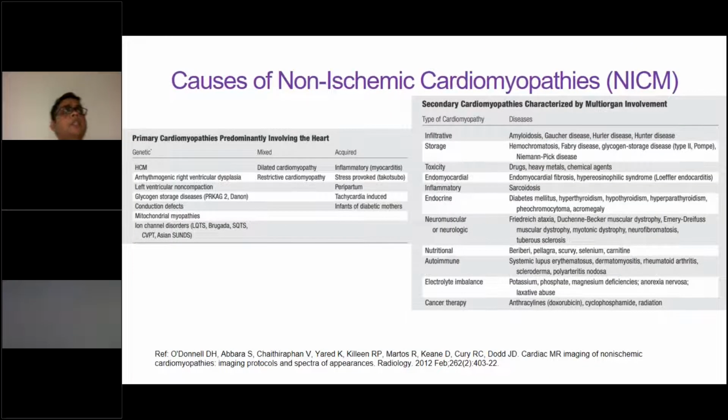So this is an exhaustive list of causes which can involve the heart in cases of non-ischemic myocardial disease. The causes may be primary cardiomyopathy, which predominantly involves the heart. They may be genetic, such as hypertrophic cardiomyopathy and arrhythmogenic right ventricular dysplasia. They may be acquired, such as myocarditis and peripartum cardiomyopathy, and the mixed variety such as dilated cardiomyopathy. The heart can be involved as part of multi-system involvement in secondary cardiomyopathies, which can be infiltrative such as amyloidosis, storage disorders like hemochromatosis, toxic metabolic causes, and inflammatory conditions such as sarcoidosis.